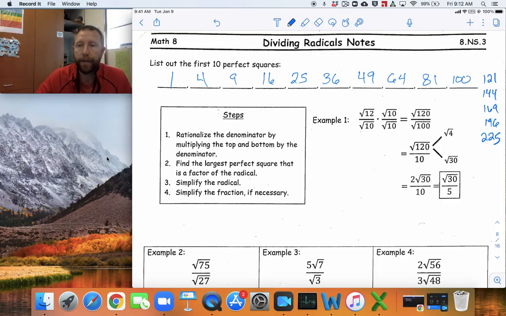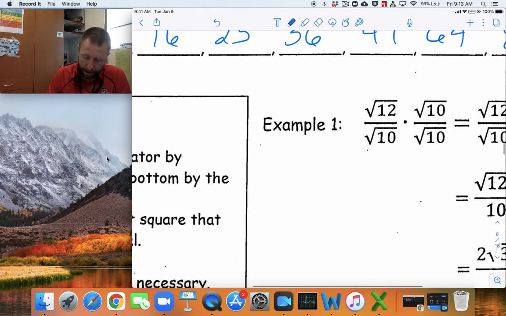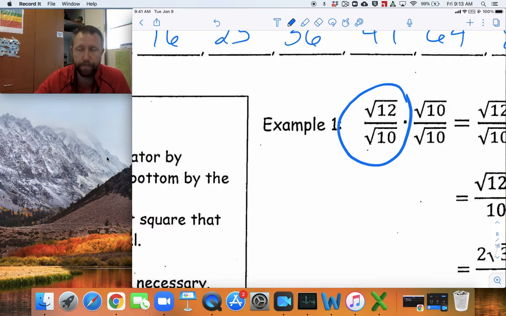So you figured out how to multiply radicals, right? And we're actually going to use that a little bit to divide. So it's good that you learned that first. Before I even look at the steps, if I have this as my original problem, example number 1, radical 12 over radical 10, I can't take the square root of 10 and get a whole number, right? So that makes that an irrational number. The denominator is irrational.